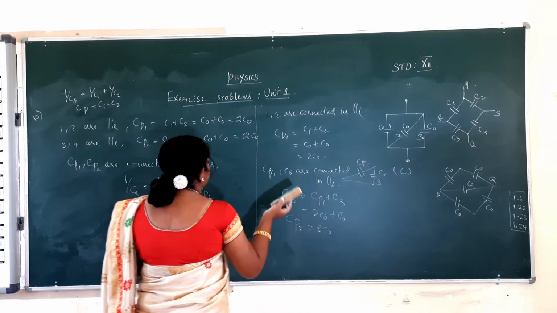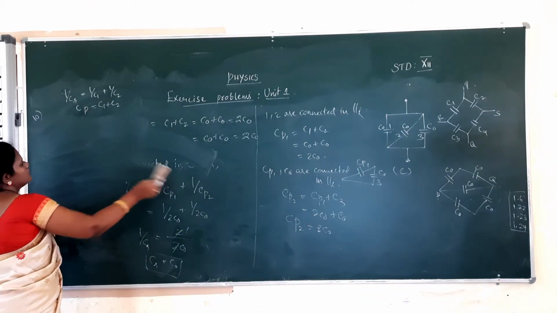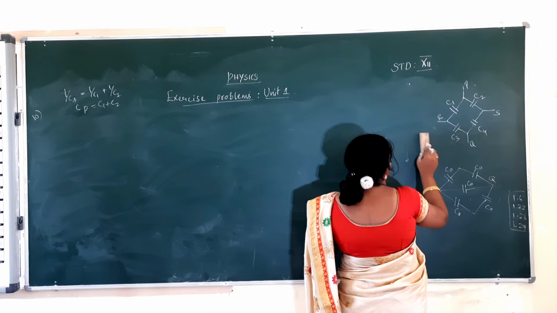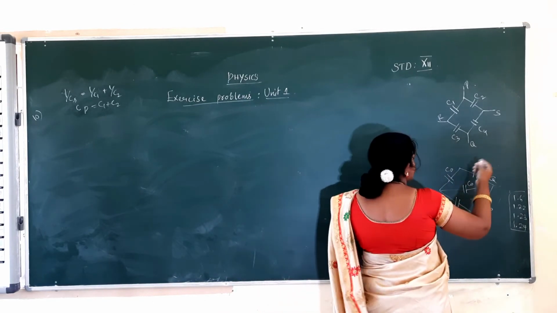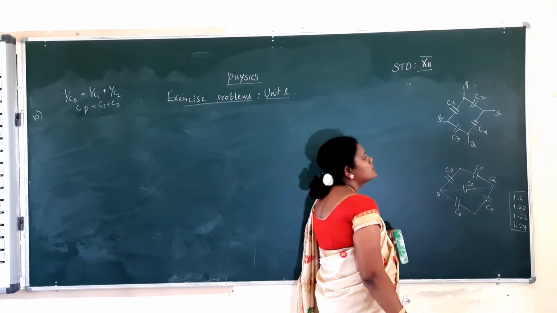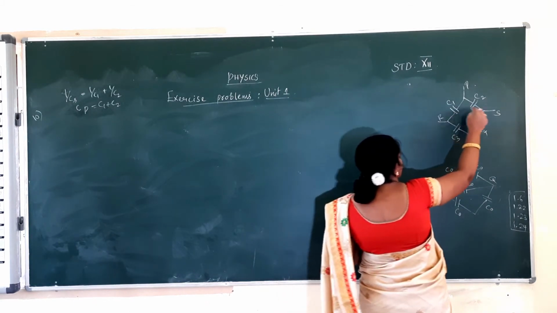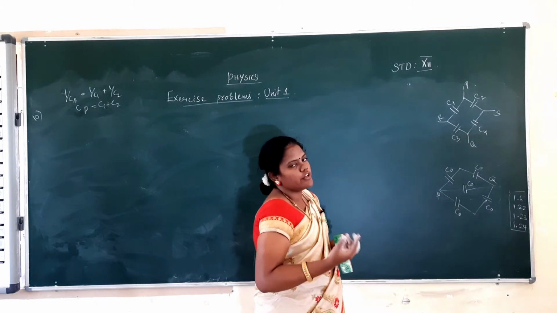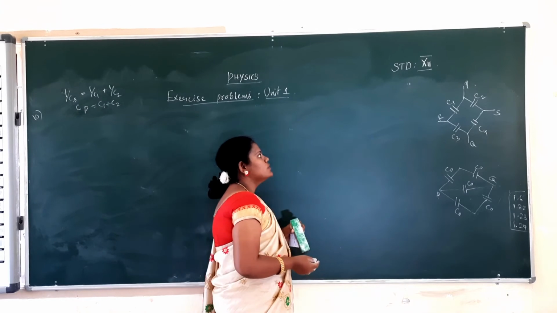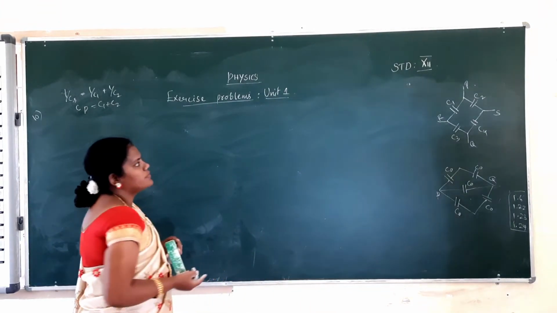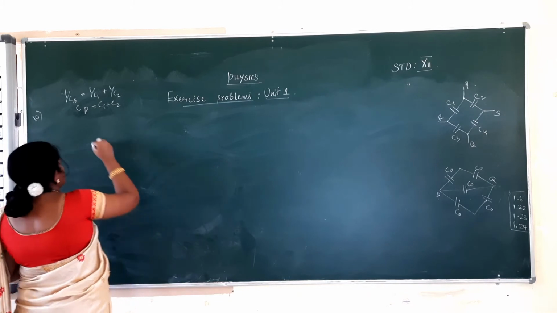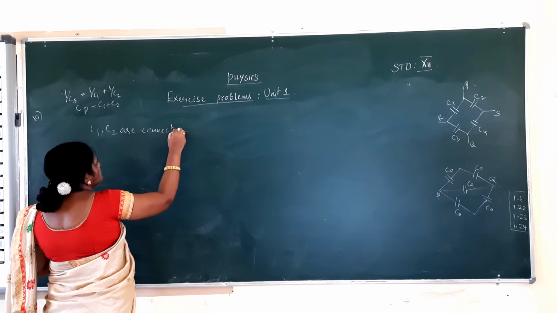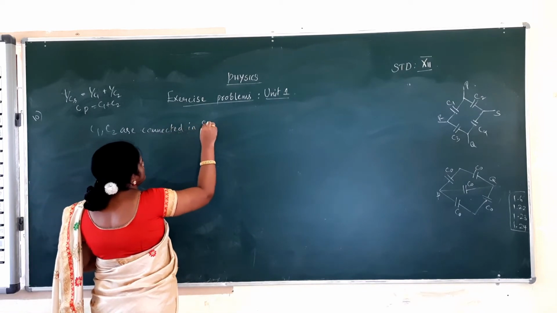And then we will go for the fourth one. In the fourth problem, there are four capacitors, C1, C2, C3, C4. The first two capacitors will be connected in series. The next two capacitors will be connected in series. But those two combinations will be connected in parallel. So series and then parallel. First we will calculate the series. C1 and C2 capacitors are connected in series.